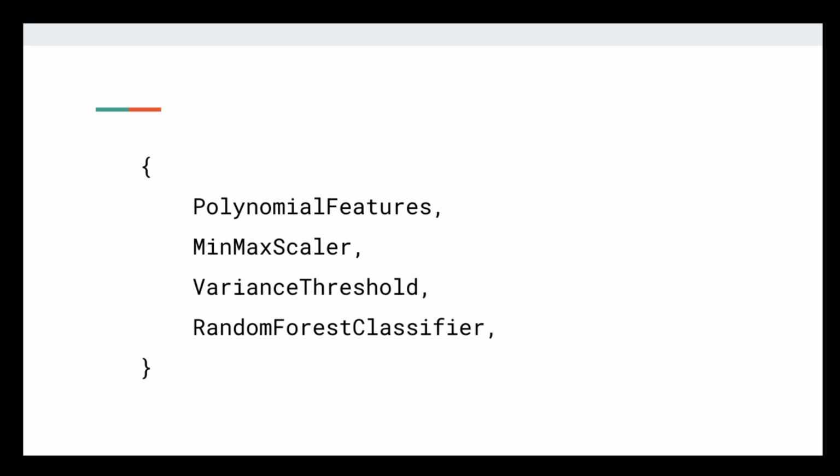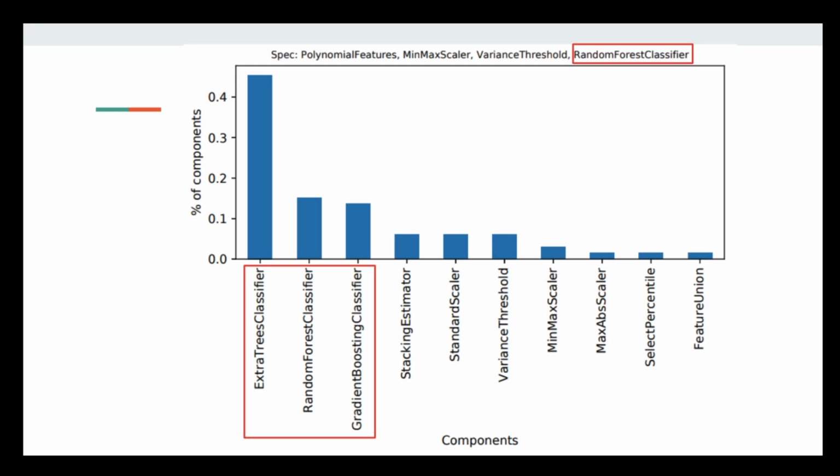So here, for example, we have a specification from the user that states polynomial features, min-max scaling, variance threshold feature selection, and random forest classifier. Here's the distribution of components in pipelines produced by searching the AMS search space. We see, for example, that the top three classifiers, extra trees classifier, random forest classifier, and gradient boosting classifier, are all related to the random forest classifier in the user spec. They're all tree-based ensemble models.